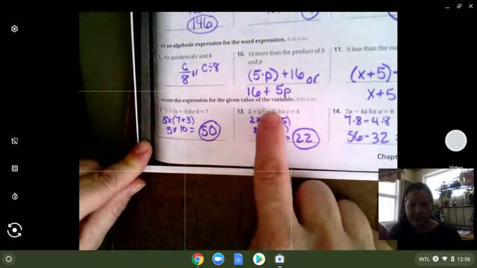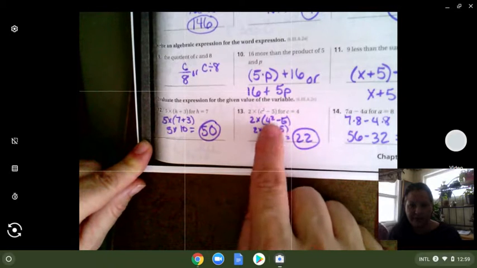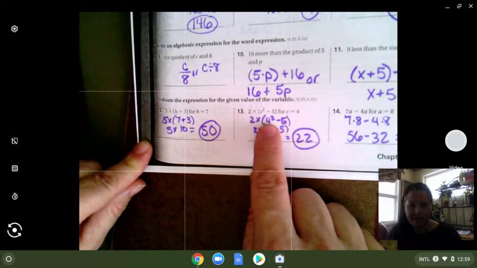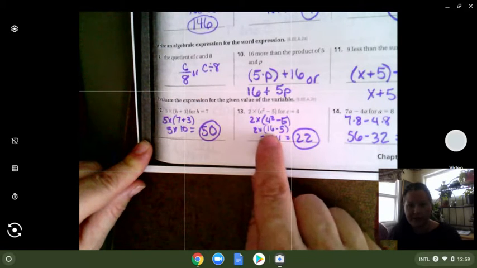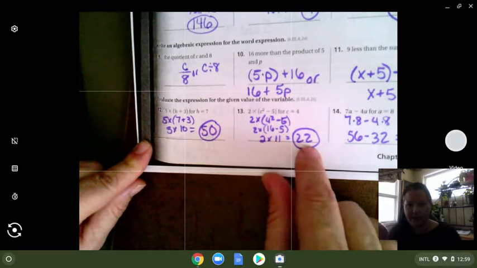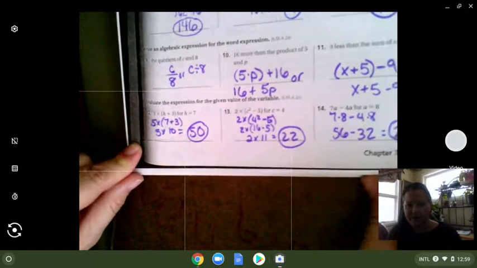Here we're substituting the 4 for C. So the first thing we're going to need to do is that exponent tells you that the base number is multiplied together twice. So 4 times 4 is 16. Then do what's inside the parentheses to get 11. Then multiply, and you should have 22.